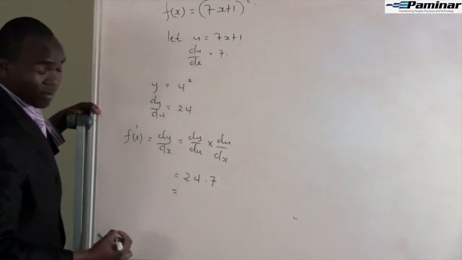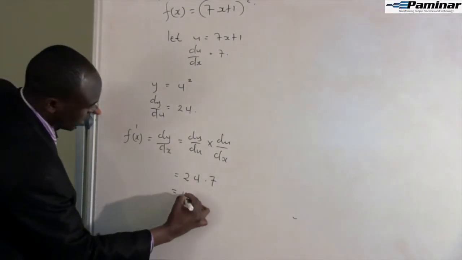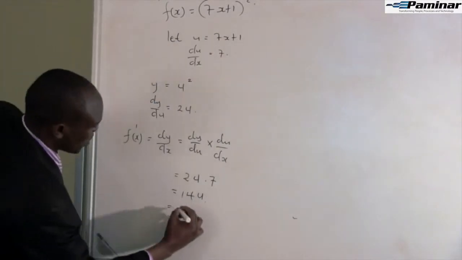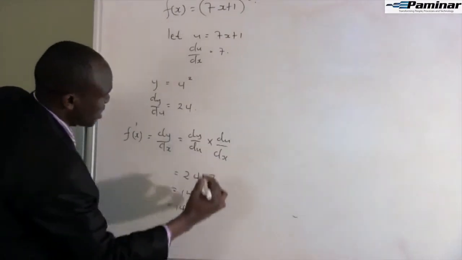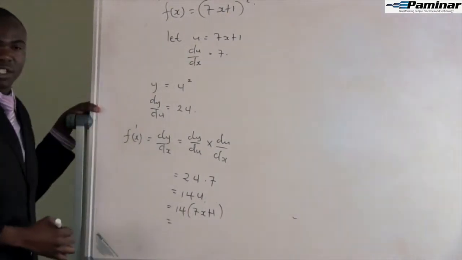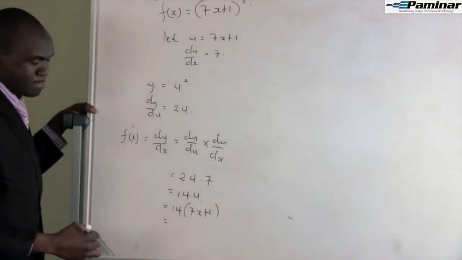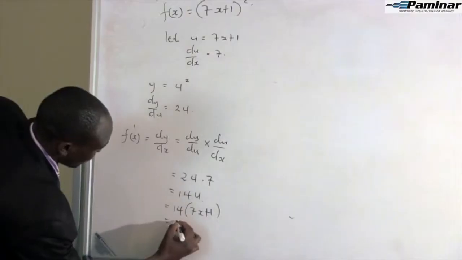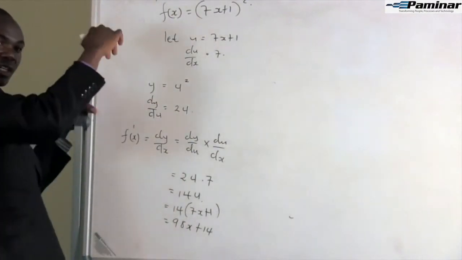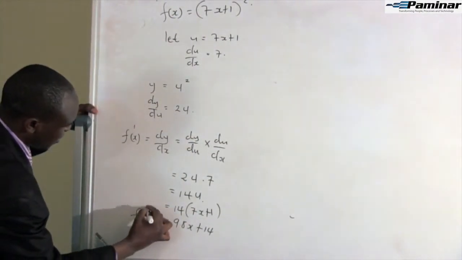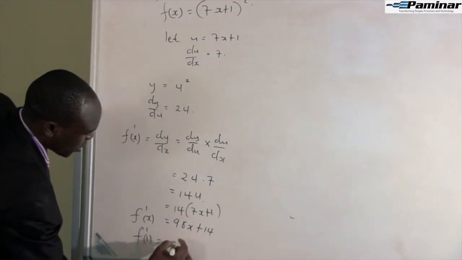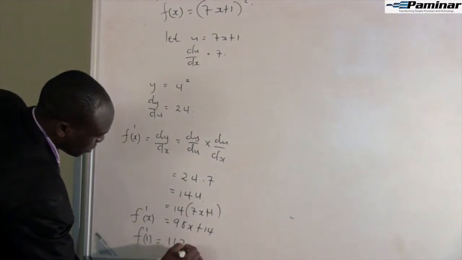So what are we going to have? This time, 14u. But what is u? So it's going to be 14 times our u, which is 7x plus 1. 14 times 7 is 98x plus 14. Coming back to that one, and this is still f prime x. But now we need f prime 1. So we're going to get 112.